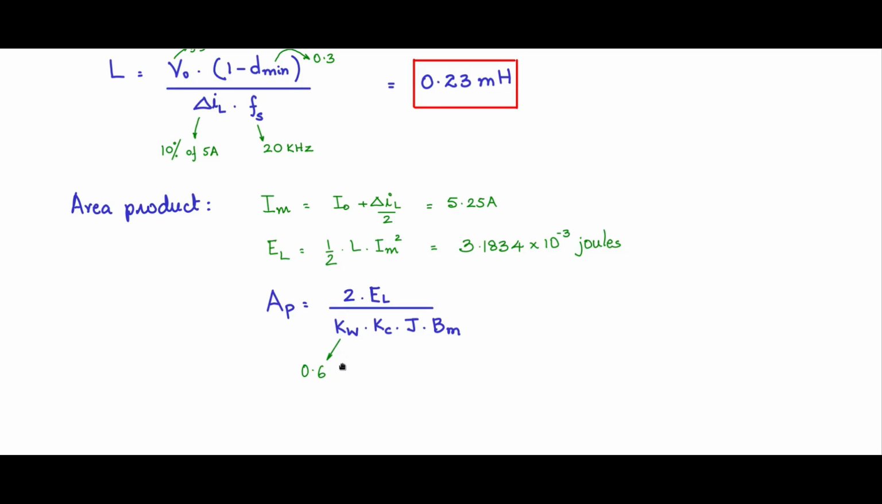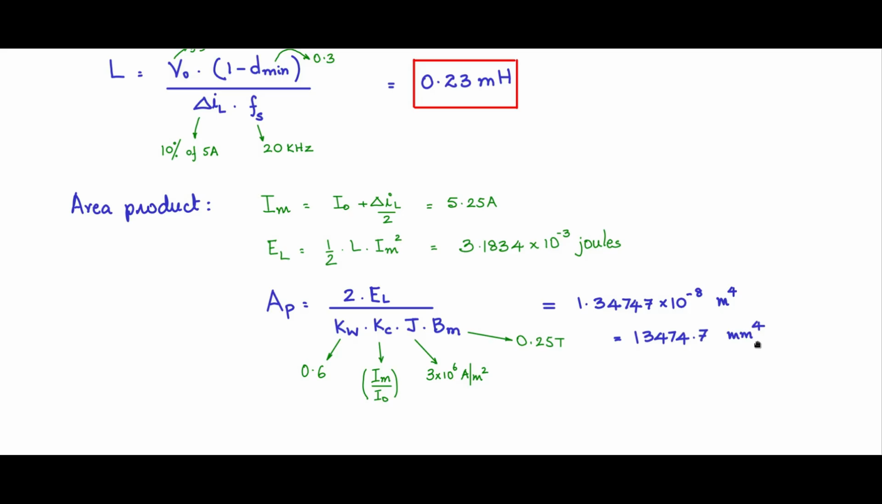An experienced winder will wind this. KC is the crest factor, which is Im by I0. I0 is the RMS value. You can find that out. J is 3 into 10 to the power of 6 ampere per meter square. Bm is 0.25 Tesla for ferrites. We are using ferrites. And this will work out to be 1.34747 into 10 to the power of minus 8 meter to the power of 4. Or multiplied by 10 to the power of 12, you will get 13474.7 mm to the power of 4.